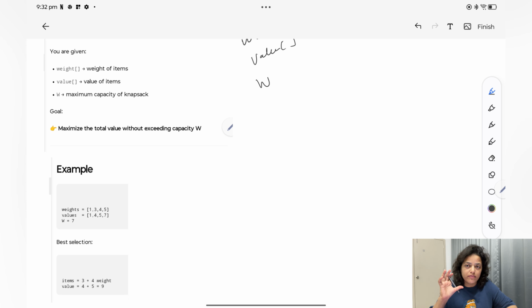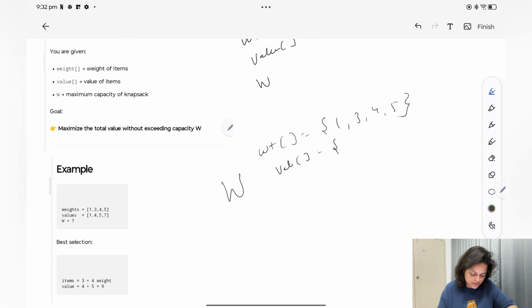It means that you have a knapsack where the maximum weight you can have is capital W. Now you have different weights, for example 1, 3, 4, 5. These are the weights, and these are the values of these weights. For weight 1 the value is 1, for weight 3 the value is 4, then 5, 7. And capital W is 7, so you can have at most 7 weight in that knapsack.